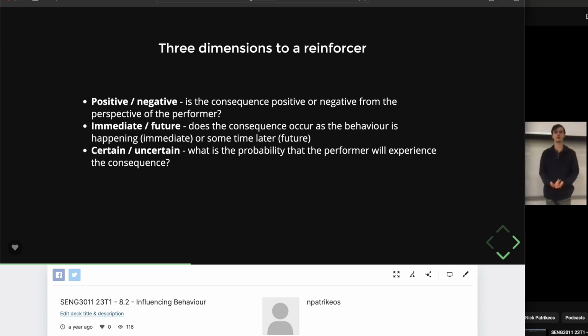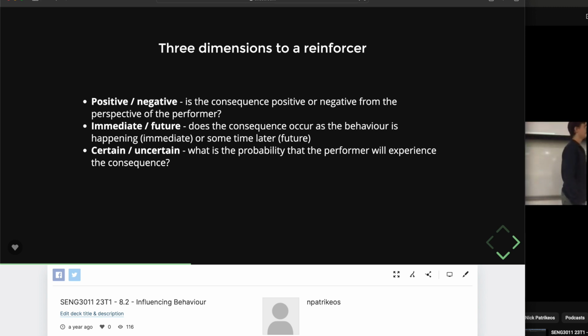Similarly, sometimes you might think something is a positive reinforcer for someone, but it's actually a negative reinforcer. So then you're saying, oh, do this thing, and then you'll get this reward. And now it's like, okay, I better not do this thing because I don't want that to happen. Positive or negative. Next one is immediate or future.